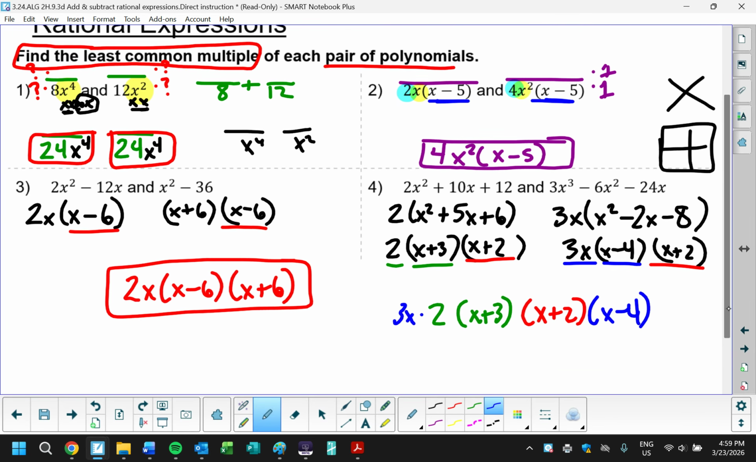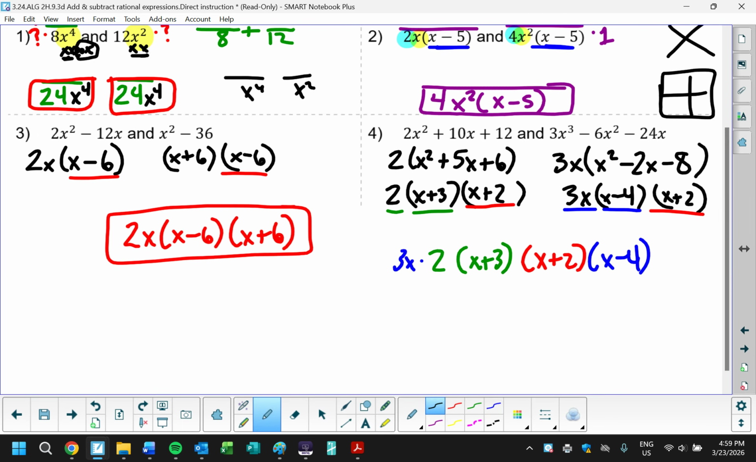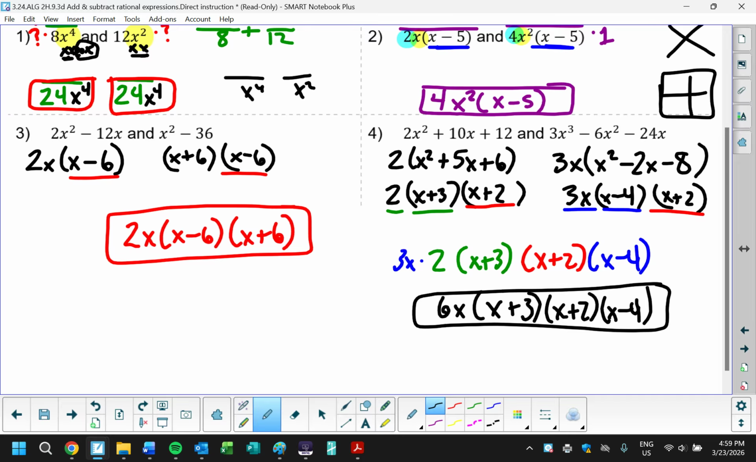Now, I don't know if I'll give you anything this challenging on the quiz, but if you put all that together, you would have the product of 6x times x plus 3 times x plus 2 times x minus 4. If you can find that, then you're going to be good with anything that we have with finding least common multiples. But I'm going to put a big old star here because I think 4 is supposed to be one of the more challenging problems.